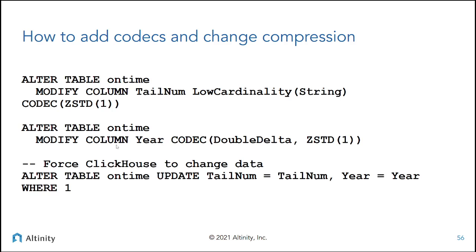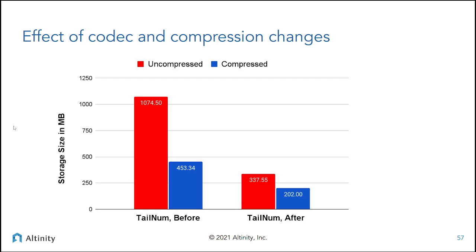This one, slightly different syntax, takes year and applies a double delta codec. It just stores the slope of the slope, which should be pretty efficient, and then compresses it with ZSTD1. You have to tell ClickHouse that not only have I made these changes, but I want you to force them to be materialized. This is the standard way of doing it in most ClickHouse versions. And the difference can be pretty significant. In fact, it can be phenomenal in some cases. This is the effect of something I was running last night on tail number, just compressed versus uncompressed data.